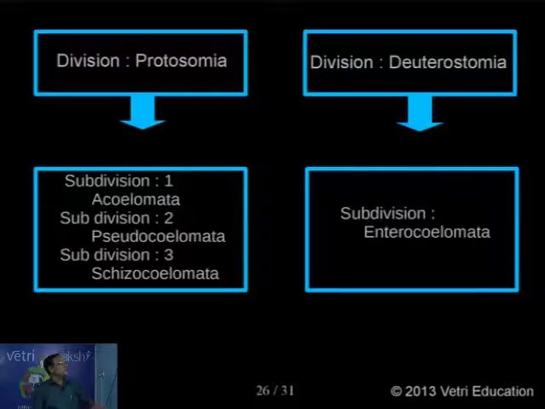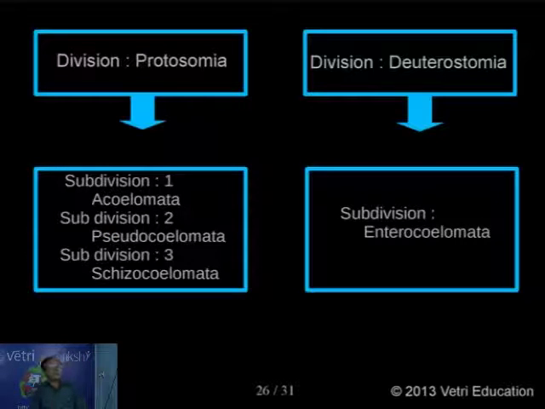Now this protostomia is once again classified into three subdivisions, and this is based on the nature of the coelom. In some cases, no coelom is formed between the body wall and the gut, and such a group without coelom is called the acoelomate group. The best example is the flatworms, the phylum Platyhelminthes. In the second category, we have the formation of a coelom, but it is not a true coelom. It is only a false coelom.